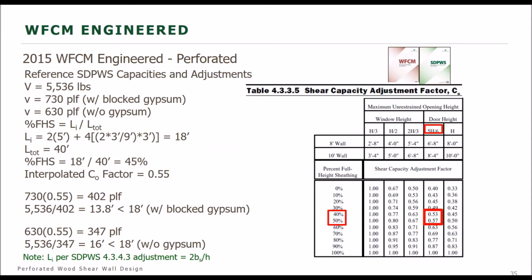So for the wall with blocked gypsum, our adjusted capacity is 402 pounds per lineal foot, and dividing that by the demand, we see that we need 13.8 feet of full height sheathing with the block gypsum. This is less than that 18 feet that we're providing, so we're okay. Similarly, neglecting the contribution of the gypsum, we get an adjusted capacity of 347 PLF and a required full height sheathing length of 16 feet, which is still less than the 18 feet that we're providing, so we're good to go.